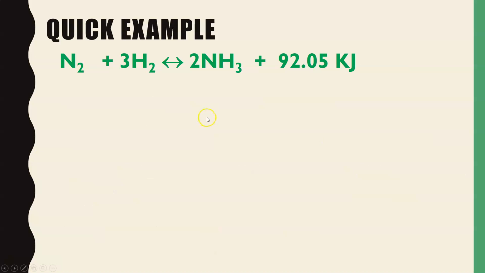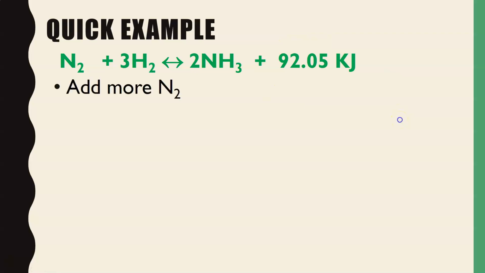So here's a quick example. You'll see in this chapter that we will add the energy to either side of the reaction. If it's on the left, remember it's absorbing, it's endothermic. If it's on the right, it's exothermic. So we'll just add that in sometimes.